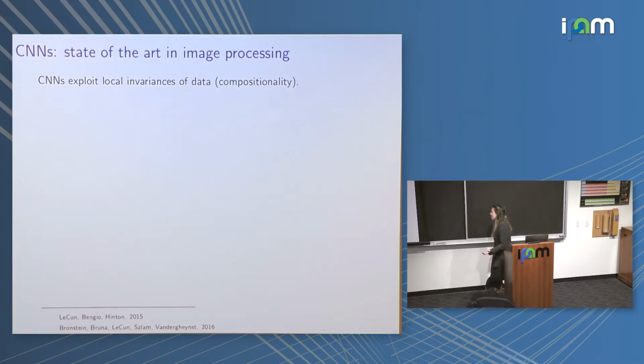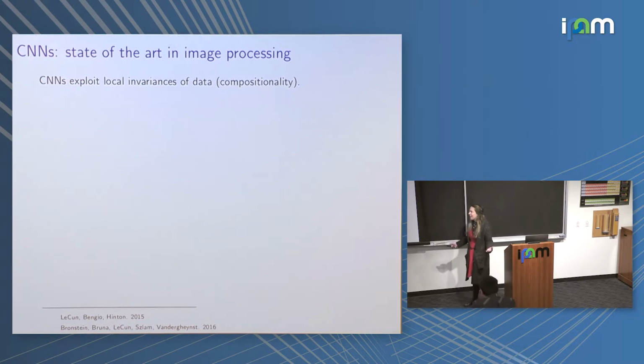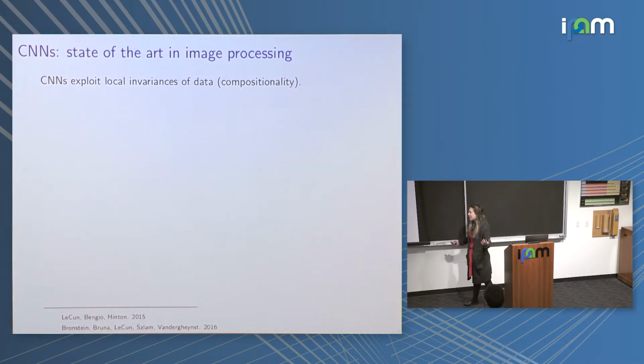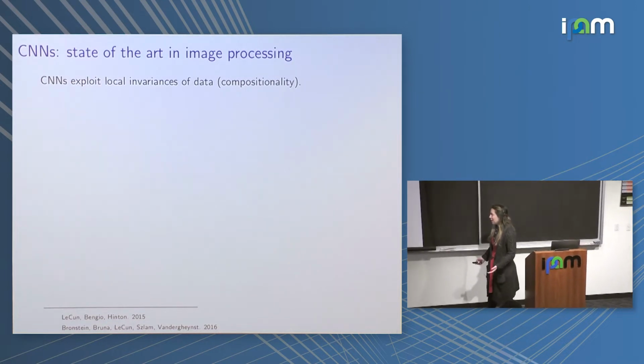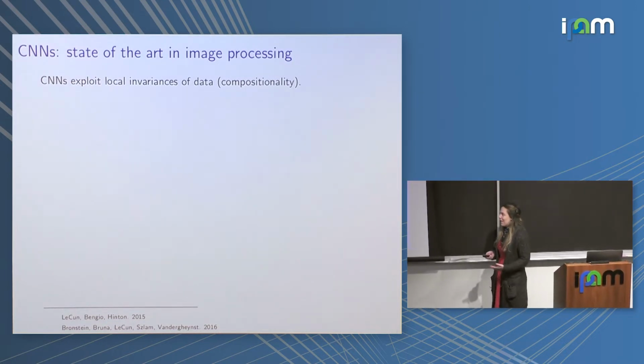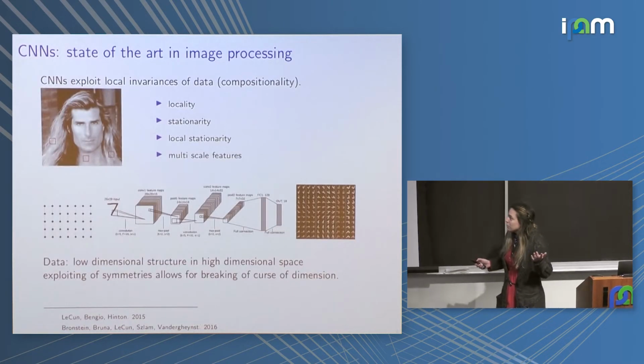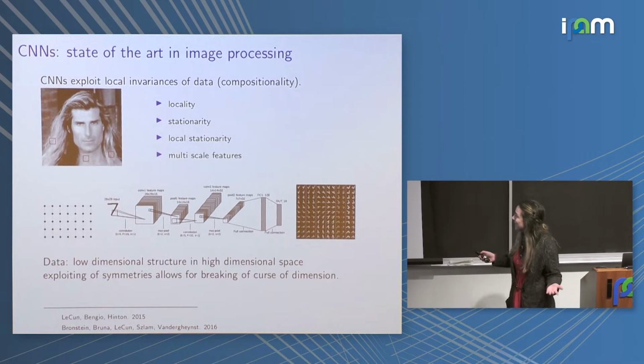But it makes sense to start this talk saying that convolutional neural networks have achieved and surpassed the state of the art for image processing because they can exploit the invariances of the data. This is the second most famous picture in image processing. There's an article in The Atlantic about it, actually.